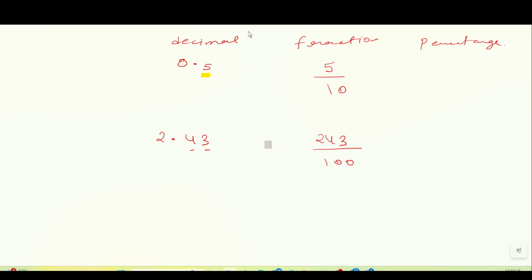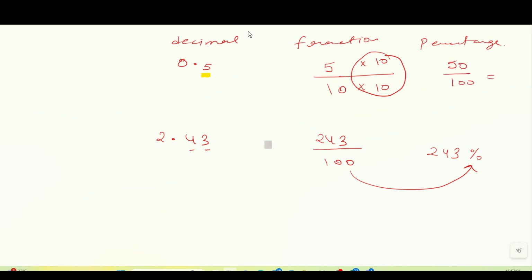To convert it into a percentage, percent means out of 100, or per 100. So we can simply write it as 243 percent. Just remove the 100 from the denominator and put this sign, and that's how we convert a fraction with 100 in the denominator into a percentage. But here there is no 100, right? So we can make 100 in the denominator if I just multiply numerator and denominator by 10. So this will become 50 over 100, which is 50%. Okay, so that's how we convert a fraction into a percentage.